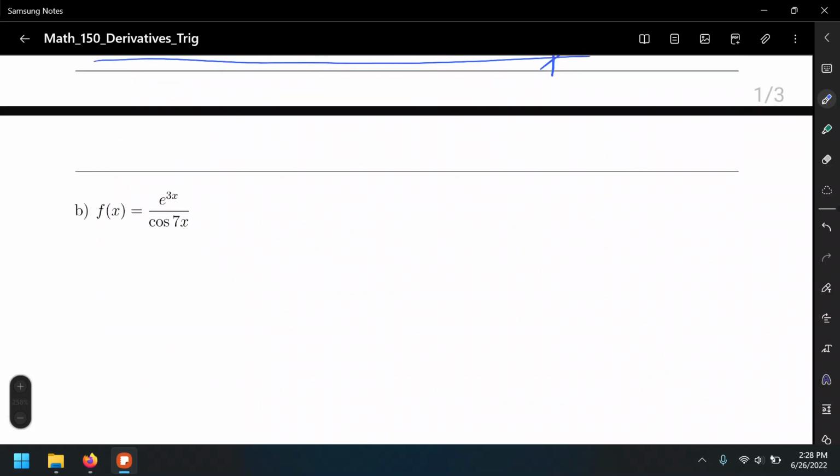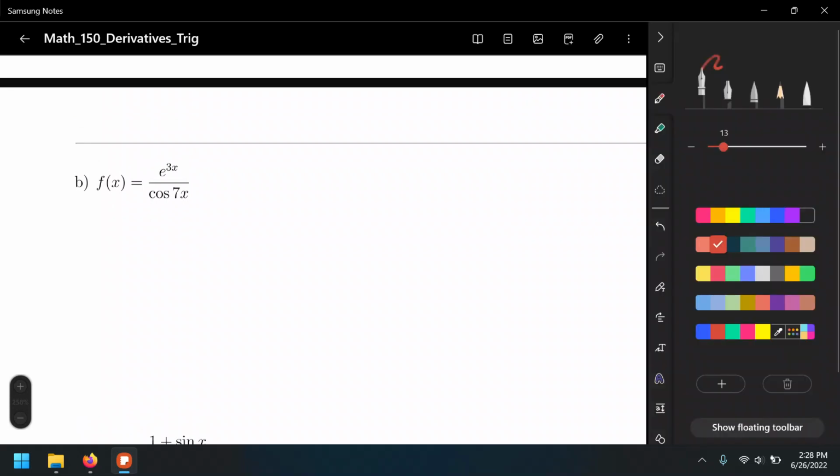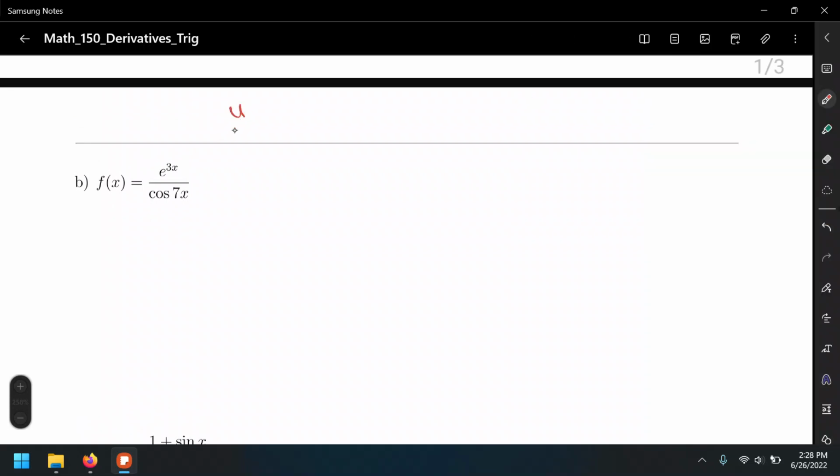Let's look at another example, one in which we're going to use the quotient rule. Okay, let's write down what the quotient rule is. Whenever we have u over v prime, that's u prime v, very similar to the product rule, u prime v, v prime u, except that we have a minus in between and a v squared in the denominator.